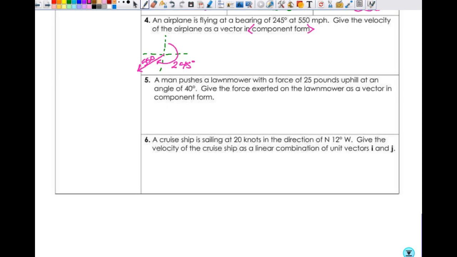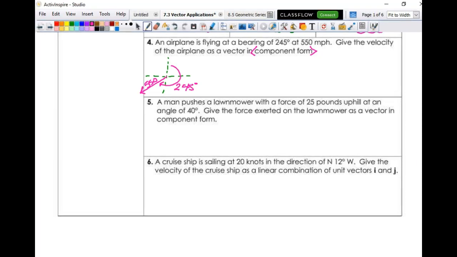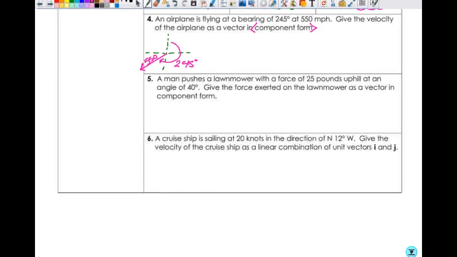When I want to put this in component form, I'm going to use the magnitude times cosine theta, magnitude times sine theta. So I need the magnitude. They gave it to me. It's 550. I need theta. They did not give me theta. They gave me the bearing, which I forgot to write. Oh, goodness gracious. I messed that up. Okay. Whoop, bring that back down.